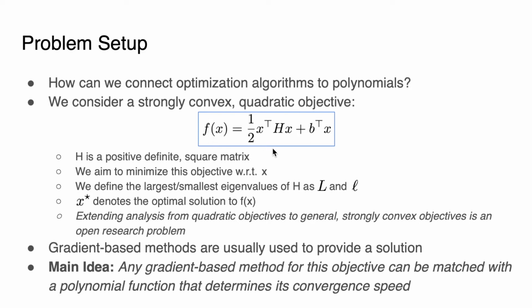Within this objective, H is a positive definite square matrix, and we aim to minimize the objective with respect to X, and we'll denote the unique optimal solution as X star. And we define the largest and smallest eigenvalues of H as big L and little l respectively. To solve such an objective, we generally use gradient-based methods, where iterates are a weighted combination of previous iterates and past gradients. And generally, the main idea here is that any gradient-based method for solving this objective can be matched with a polynomial function that determines how fast it's going to converge.